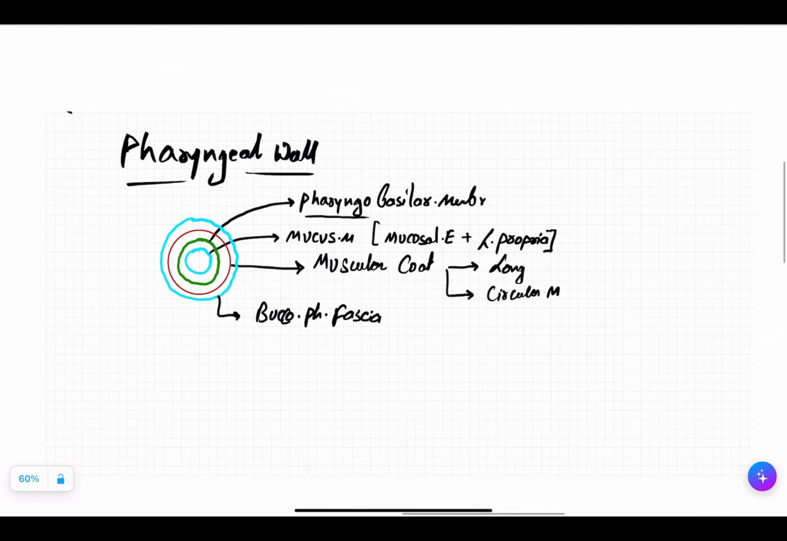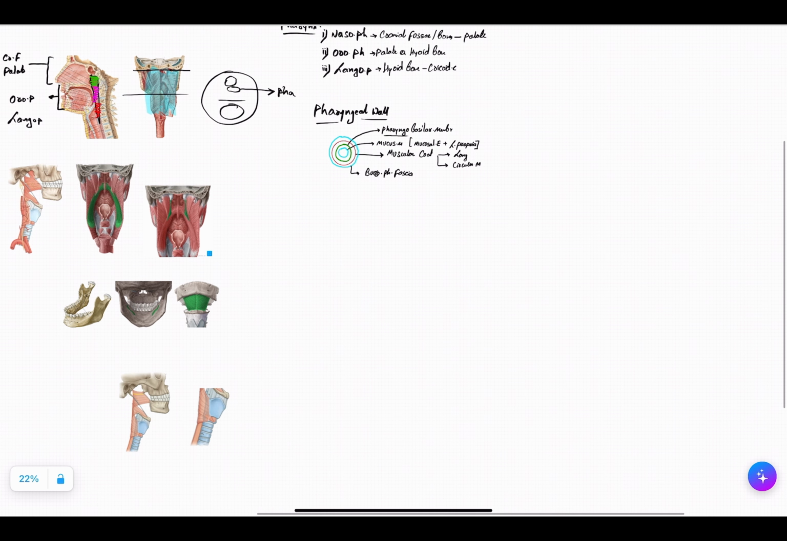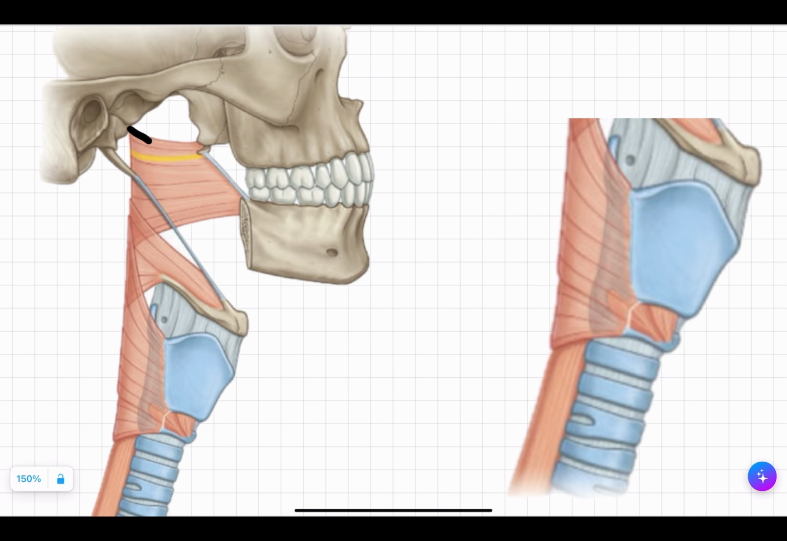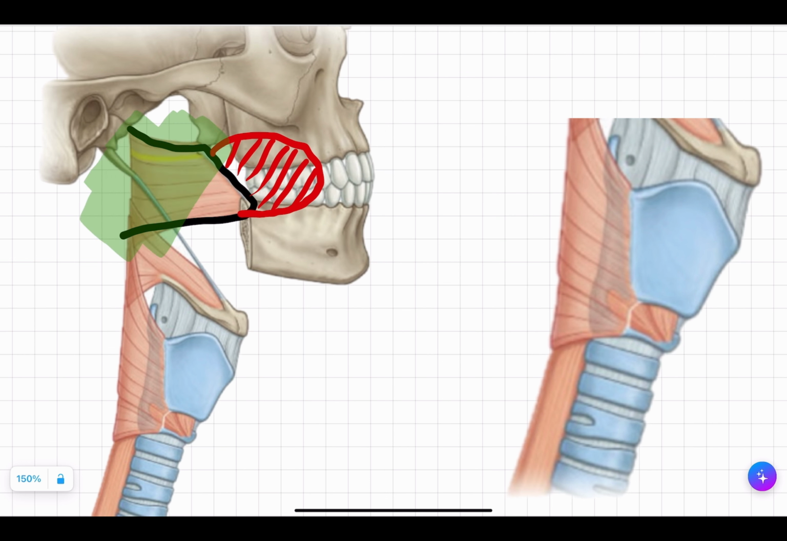So let's see here. You see, this is a muscle of pharynx, and here you will have your muscle जिसका नाम क्या होता है? Buccinator muscle, right? For buccination. Now this fascia, since it is outside the muscle, which is the third layer, this layer is the fourth layer, the buccopharyngeal fascia. This fascia will cover pharyngeal muscle as well as buccinator muscle.